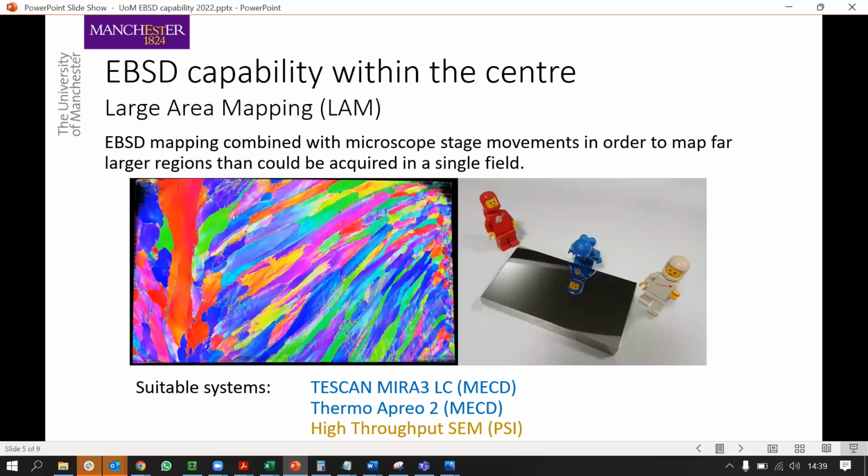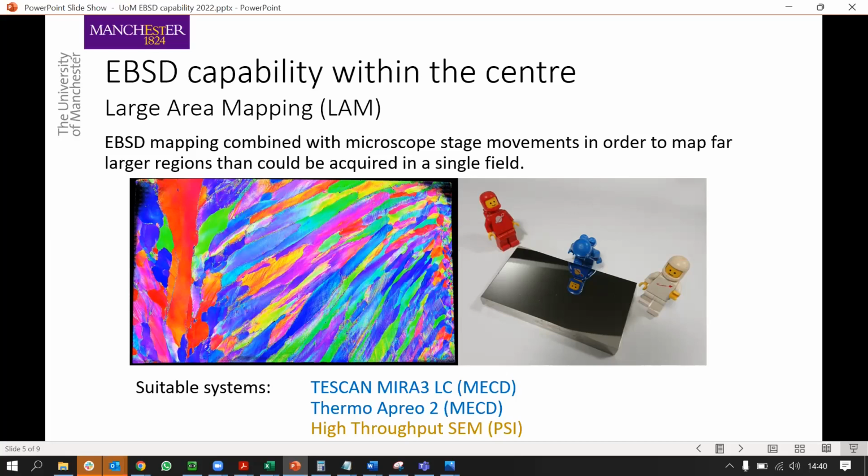So large area mapping. Rather than keeping the stage in a single position for an EBSD map, where you are limited a little bit by your view field, although typically in a single map we would go smaller than the lowest magnification of the microscope due to distortions at the edges, we will go for a smallish view field, maybe 500 microns, and then automatically move the stage while mapping in order to do a large area.